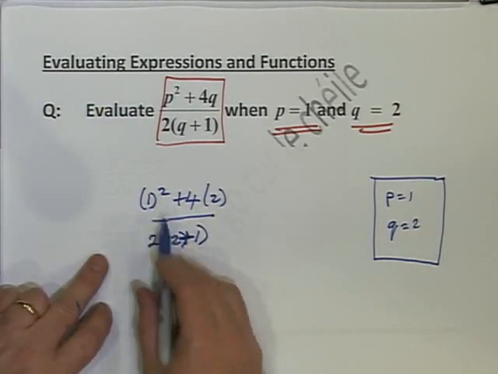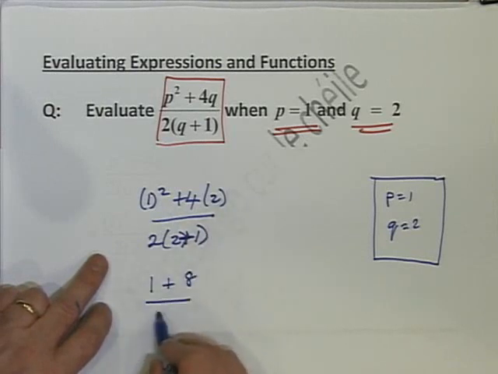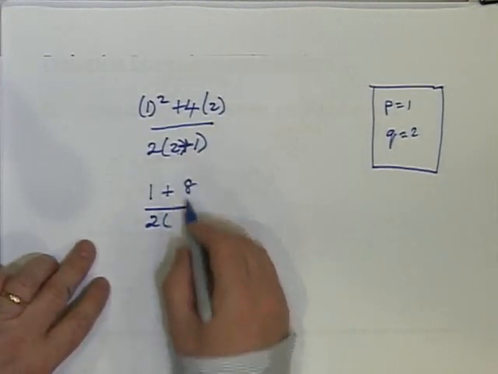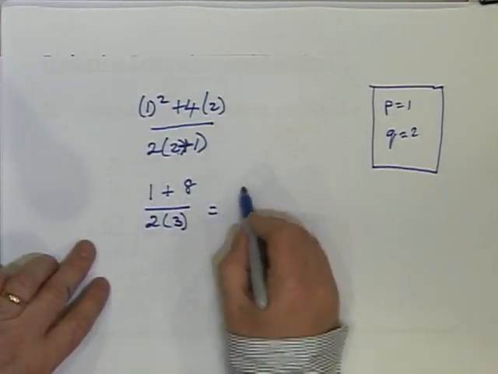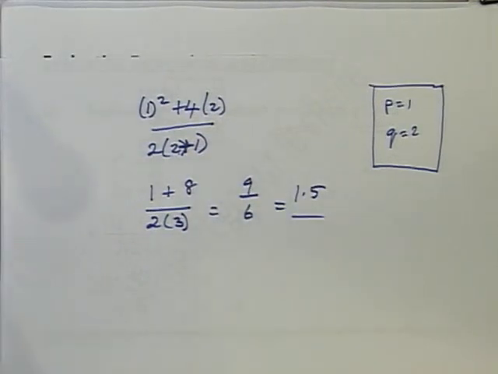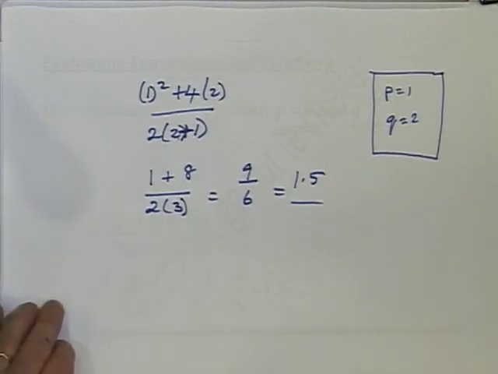Okay, 1 squared is 1, plus 4 times 2 is 8. In 2 times, 2 plus 1, inside the brackets you do 3. So that's 9 over 6, which is 1.5. You'd wonder why, really, they give you these questions. How could people get different answers? How could people make mistakes?